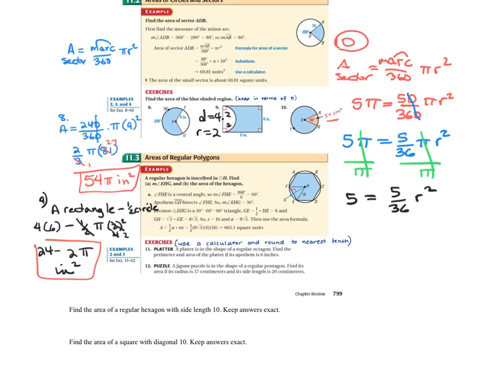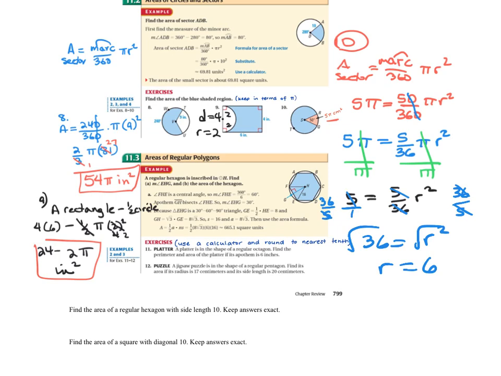I can multiply both sides by the reciprocal, or divide both sides. Either way, or you could do it step by step. Notice these cancel. I'm left with radius squared. This cancels. I'm left with 36. Square root it. My radius is 6.